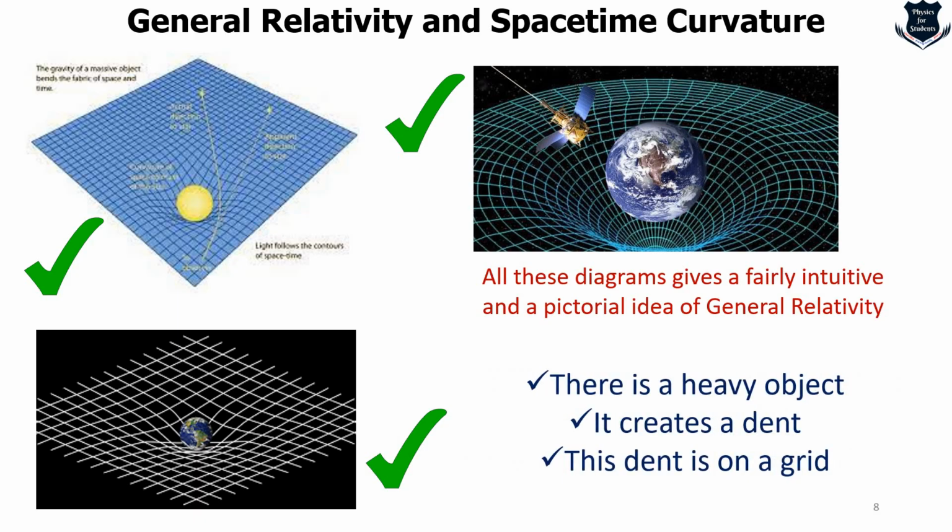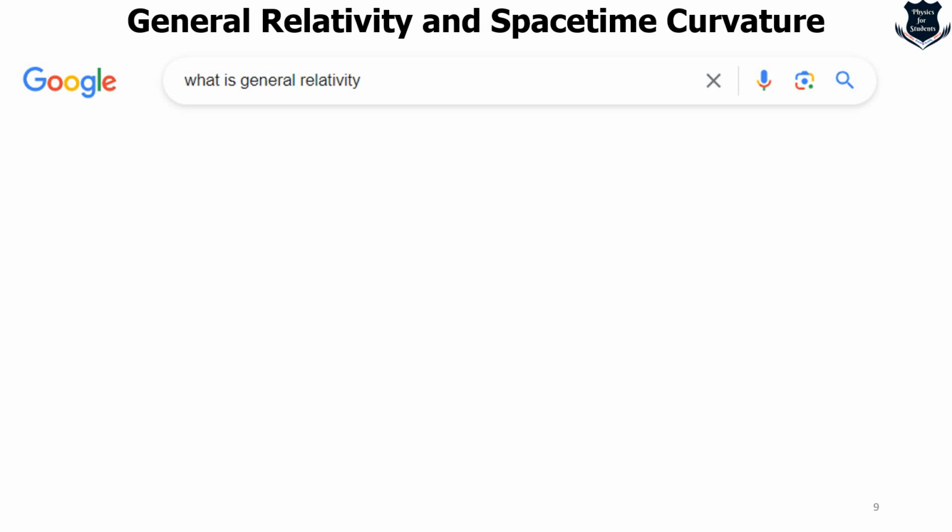There is a heavy object on a fabric, it creates a dent, and that dent is on a grid. So the pictorial understanding of what we see right now on the screen gives you a fairly intuitive idea of understanding general relativity as a kind of geometric understanding of physics.